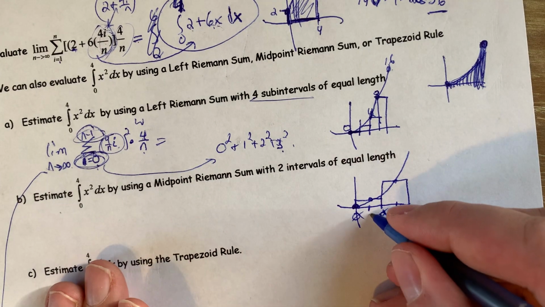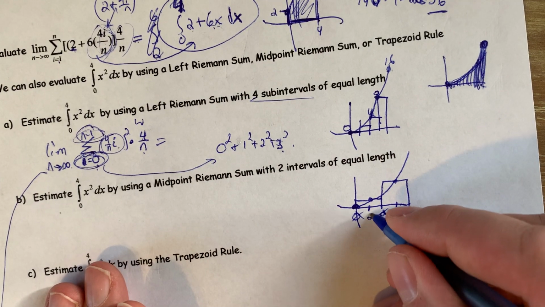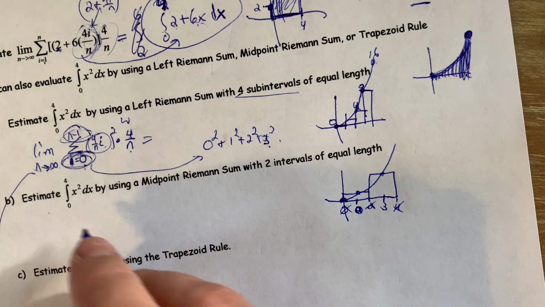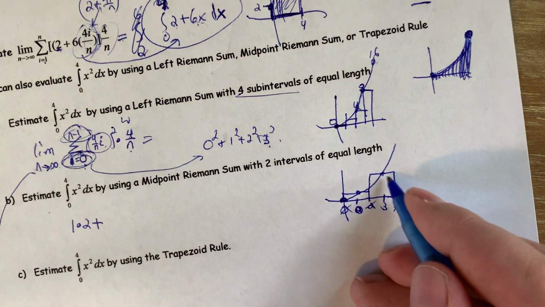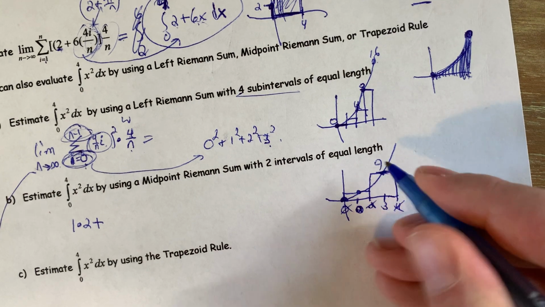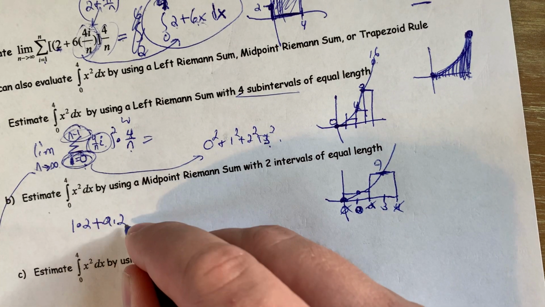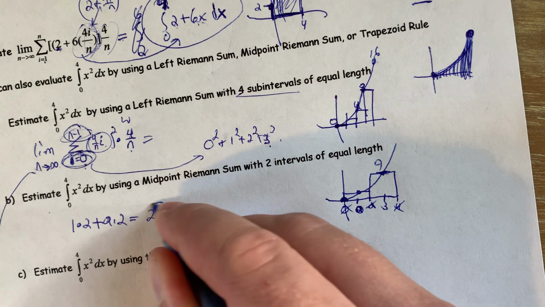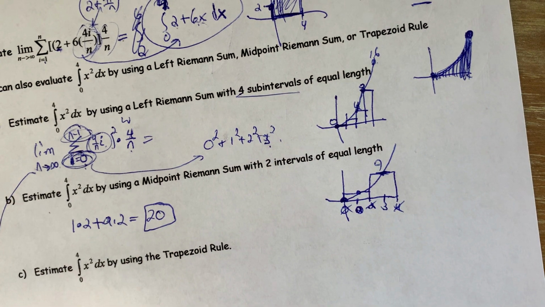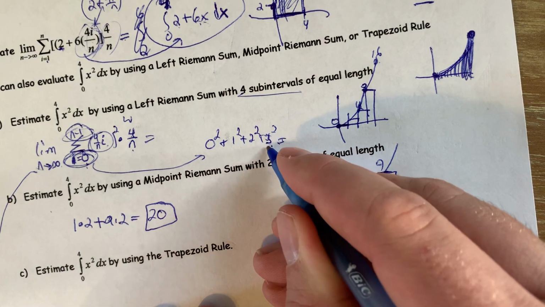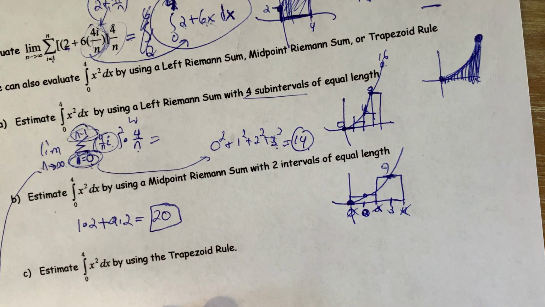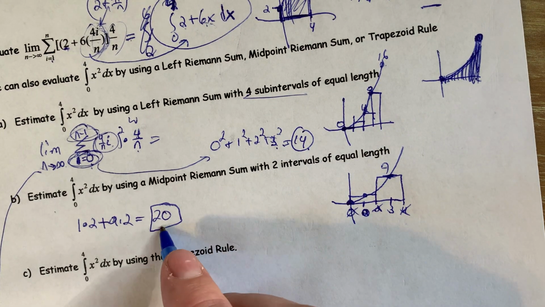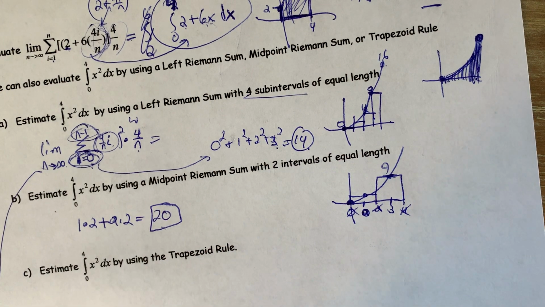And this time they have a width of 2 instead of a width of 4. So this would be 1 times 2, and the height here would be 9. 9 times 2, and this comes out to be 20, which is way closer than the right or the left Riemann sum comes out to be. This comes out to be 9. This is 14. That's way too low. When we did the right Riemann sum, it was way too high, and this is actually pretty close to 21.33333.